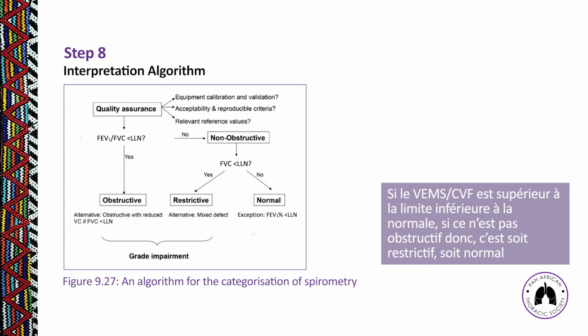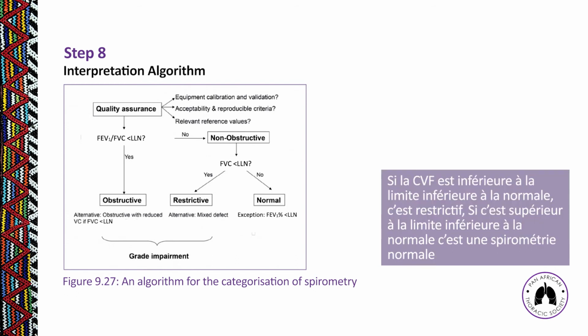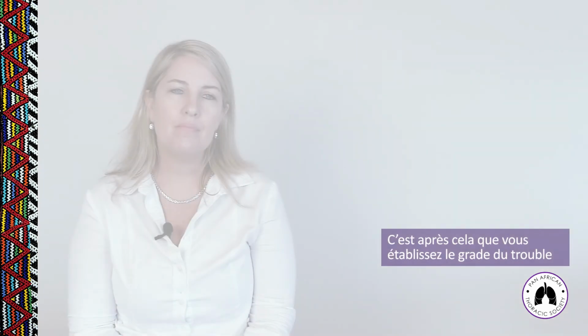If the FEV1 to FVC ratio is above the lower level of normal, so in other words, it is not obstructive, it is either restrictive or it is normal. And this depends on the FVC. If the FVC is below the lower level of normal, then the test is restrictive. If it is above the lower level of normal, this means that you have a normal spirometry. Thereafter, you grade the impairment.